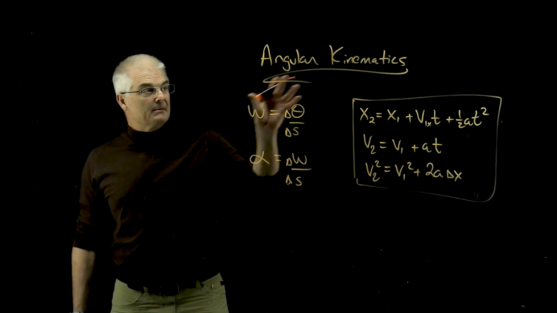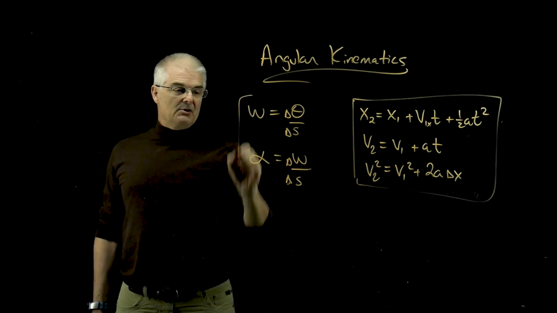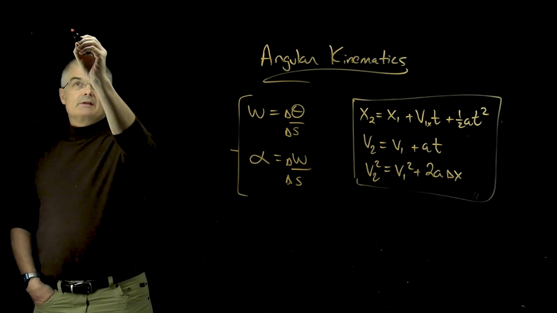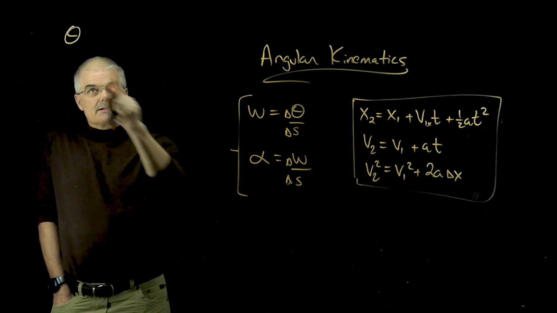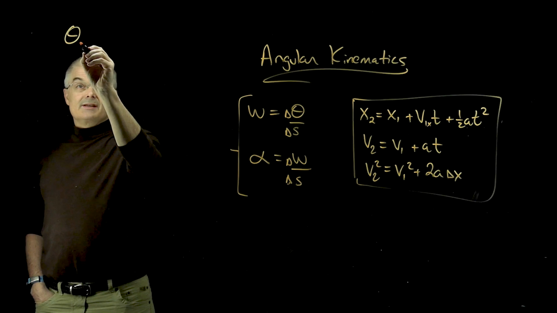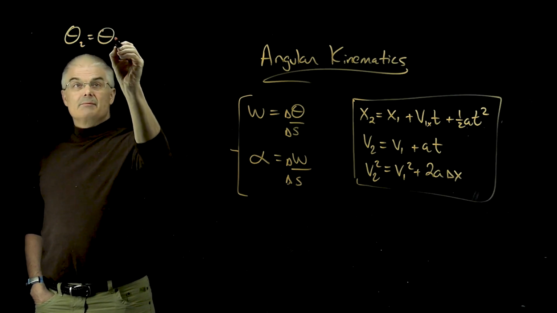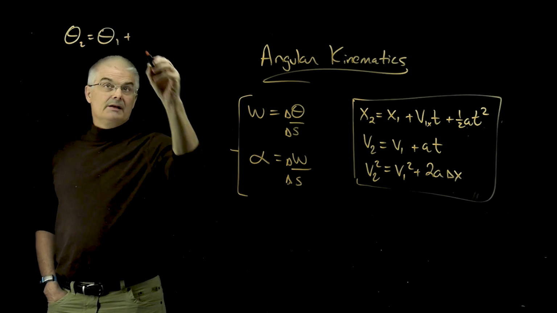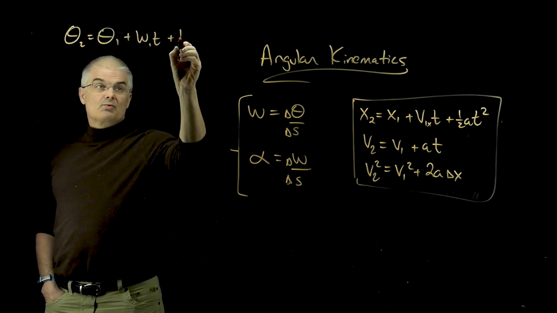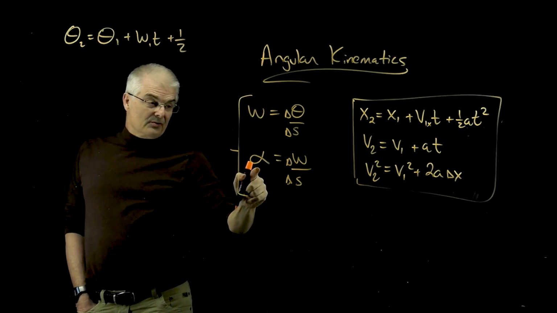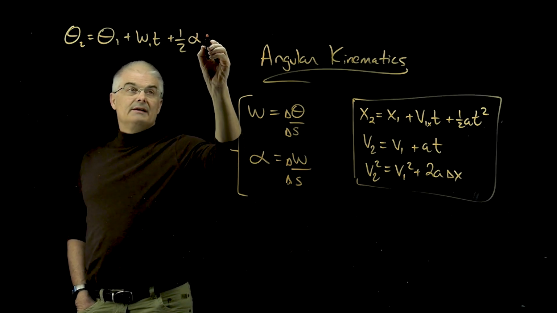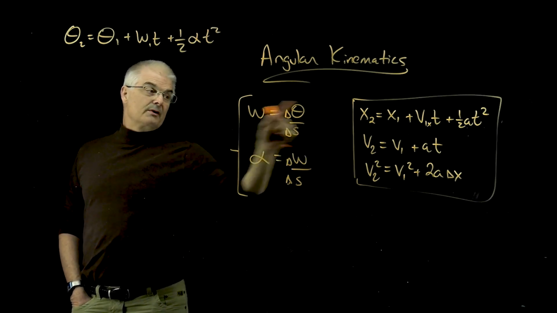Well, guess what? When we talk about angular kinematics, the same equations apply, but we change things around. Theta measures how many radians a circle has moved, right? And you can say theta 2 equals theta 1 plus w initial, I'll say w1, times t, plus 1/2 alpha t squared, where alpha is the Greek letter for angular acceleration. You see how this and this one are similar.